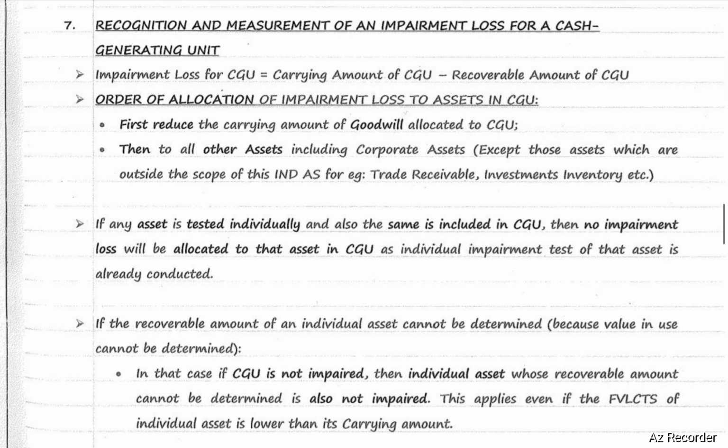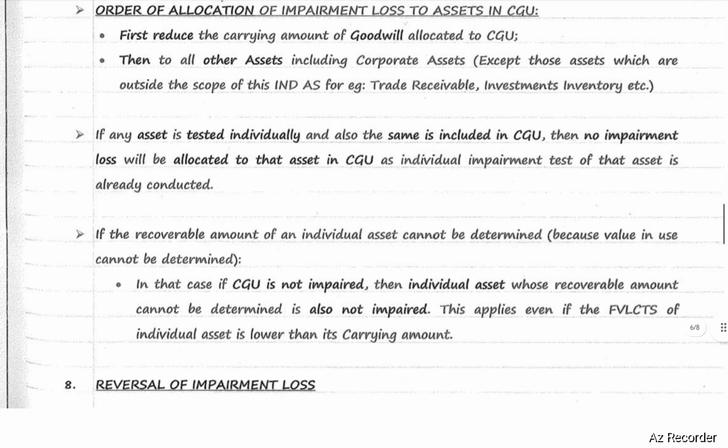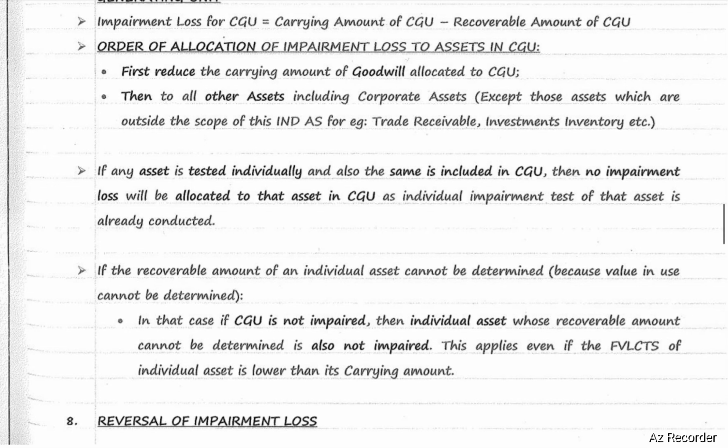If any asset is tested individually and the same is also included in CGU, then no impairment loss will be allocated to that asset in CGU, as the individual impairment test of that asset has already been conducted.